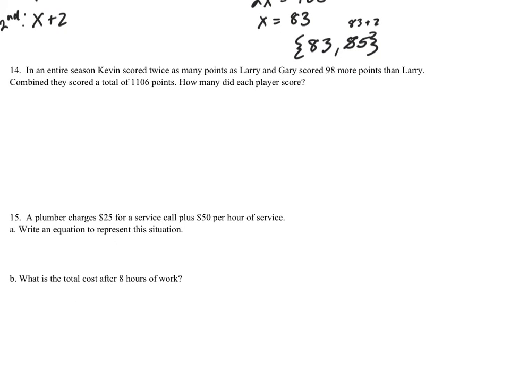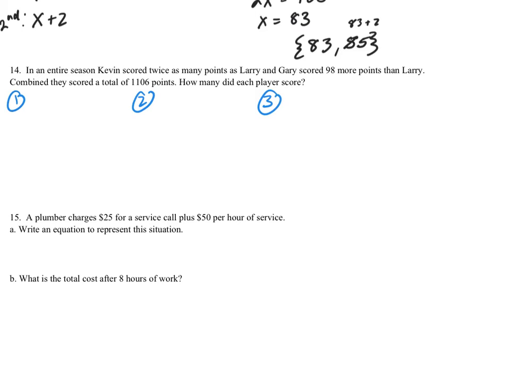Okay, next up. In an entire season, Kevin scored twice as many points as Larry. And Gary scored 98 more points than Larry. Combined, they have a total score of 1,106 points. How many did each player score?